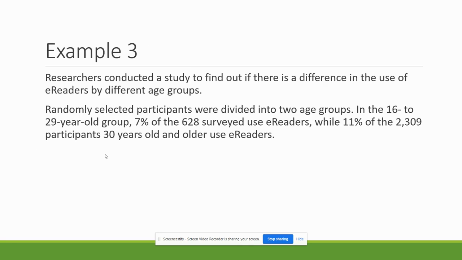So let's do an example. Researchers conduct a study to find out if there's a difference in the use of e-readers by different age groups. Randomly selected participants were divided into two age groups. In the 16 to 29 group, 7% of the 628 surveyed used e-readers, while 11% of the 2,309 participants, 30 and older, used e-readers.